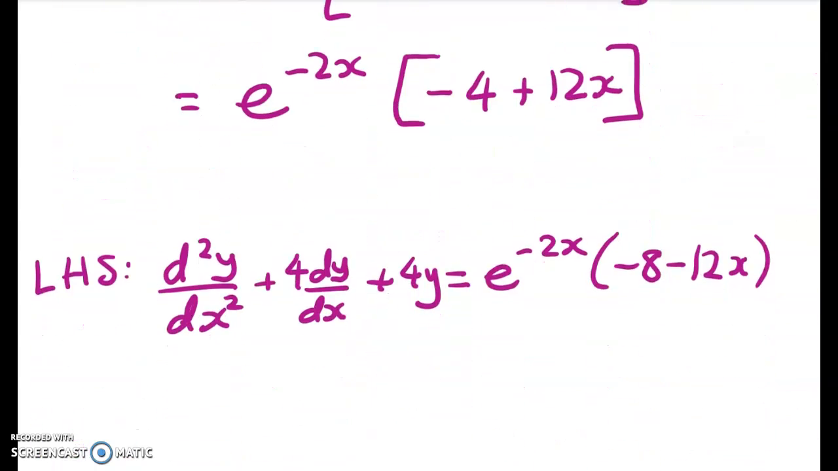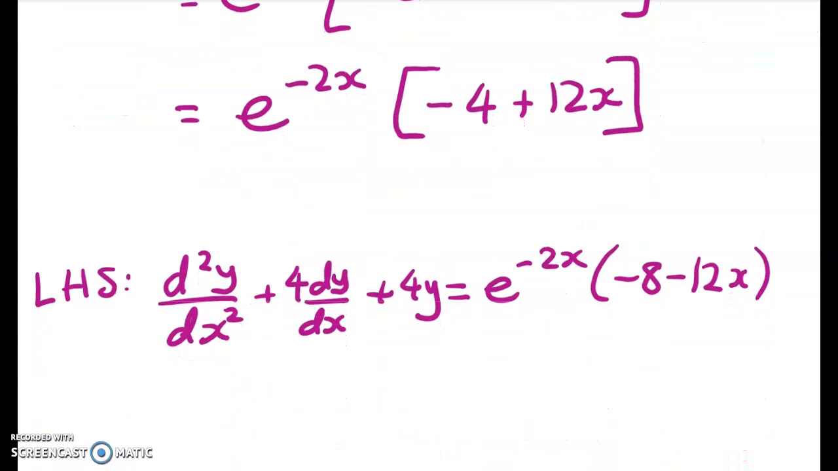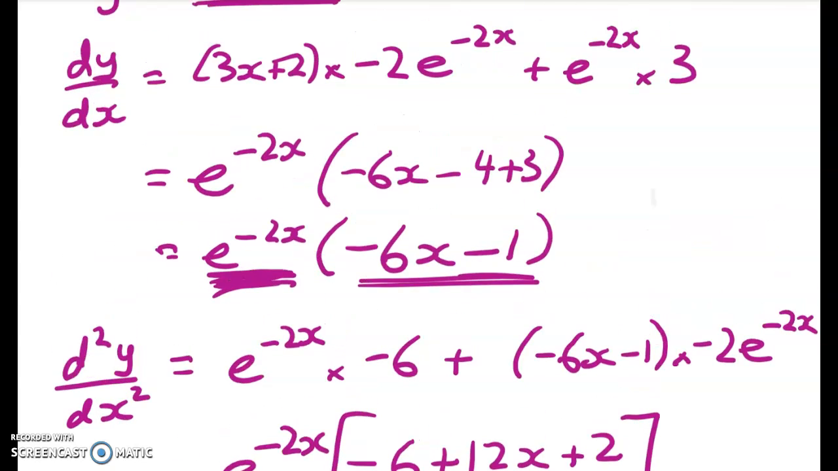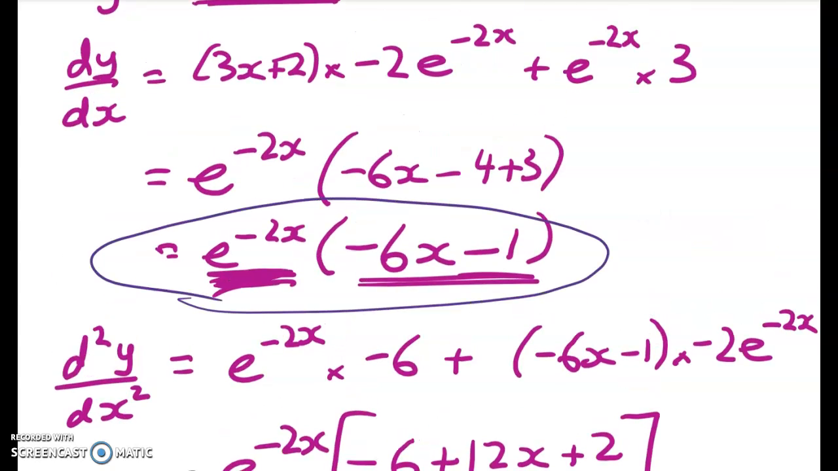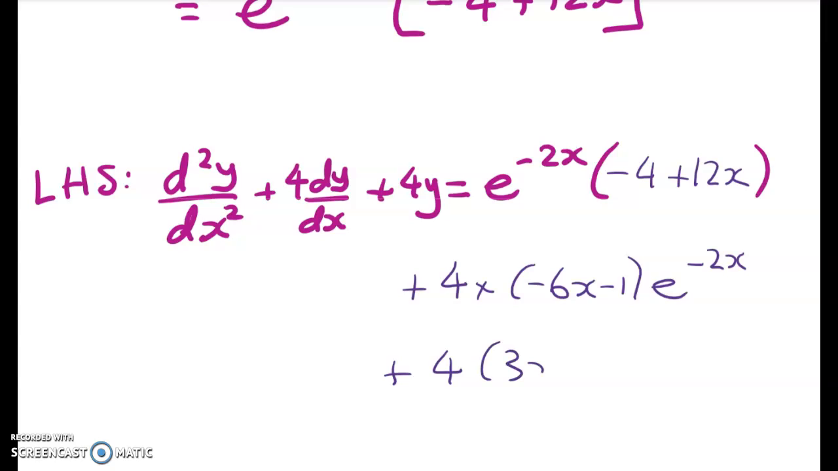Where are we? No, it wasn't. That's not right. Second derivative was negative 4 plus 12x. I'm getting ahead of myself. So it's negative 4 plus 12x plus 4 times the first derivative, which is this one here. So it's 4 times negative 6x minus 1 times e to the negative 2x plus 4 times the function itself, which is 3x plus 2 e to the negative 2x.